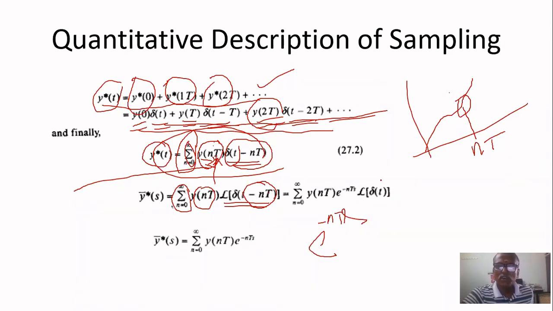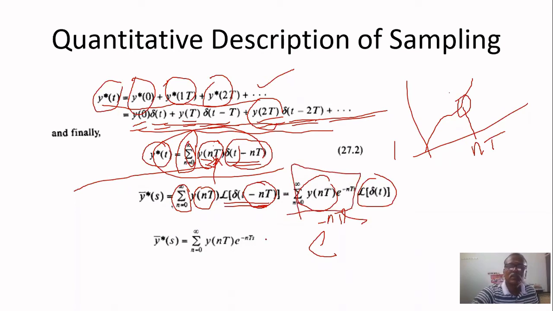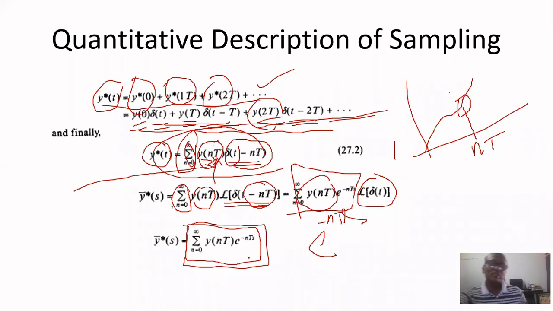So del of t equals 1. The Laplace transform of del of t is 1. And this delay here is represented by e power minus nTs. This is constant and this is equal to 1. Therefore, this is the mathematical representation of the sampled signal in the S domain. So y star of s equals sigma n equals 0 to infinity y of nT e power minus nTs. This is the mathematical representation of the sampled signal in the S domain. Discrete time signal, discrete and not digital.